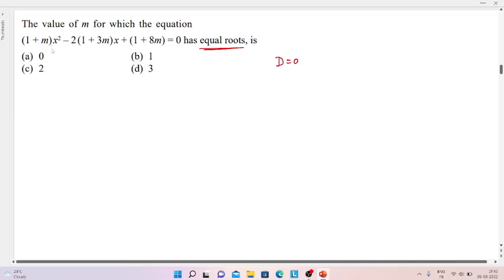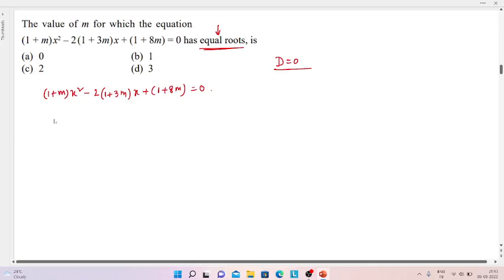So this mammoth-size expression of a quadratic equation may seem a little anxiety-inducing, but let me write down the quadratic equation first, which is (1 plus m) x square minus 2 times (1 plus 3m) x plus (1 plus 8m), which equals 0. I have to solve for D equals 0, since the given condition is that the roots are equal, right?